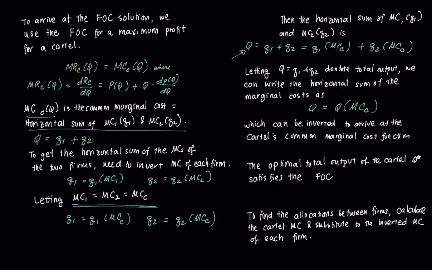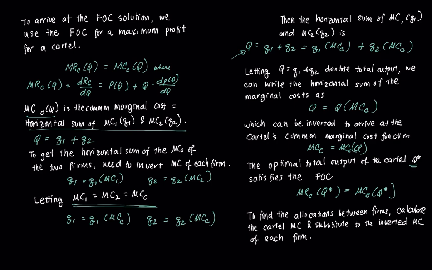And what we can do is, again, invert this expression. So this is Q as some function of MC. We can invert it as MCC as some function of Q. Then the optimal total cartel output, which is Q star, must satisfy the condition that MRC(Q star) should be equal to MCC(Q star).